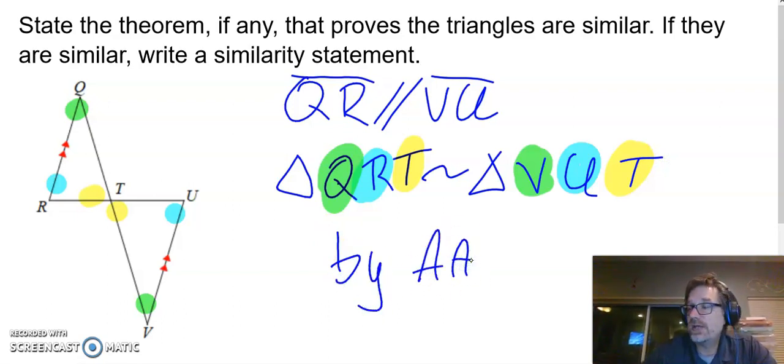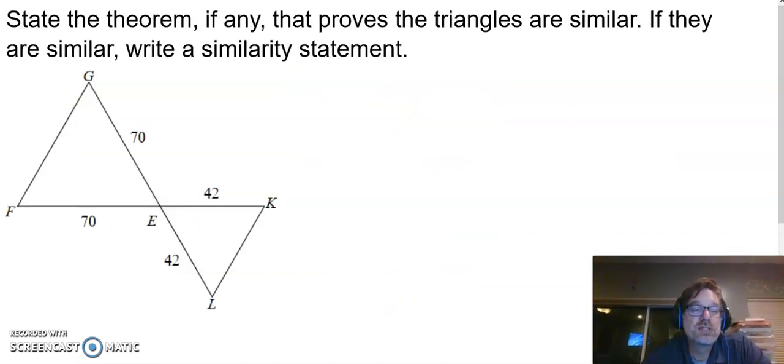Notice we don't say angle, angle, angle. Even though it's all three angles, it's only two. We still say angle, angle. So you're going to give me the similarity statement, and then you're going to tell me why they're similar.